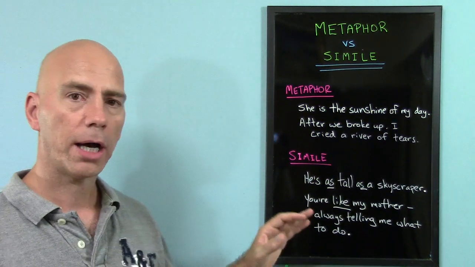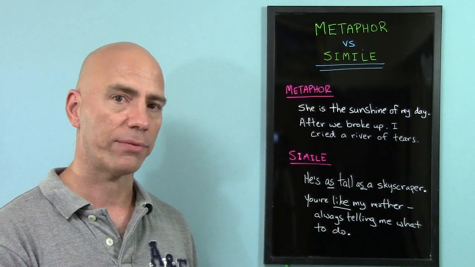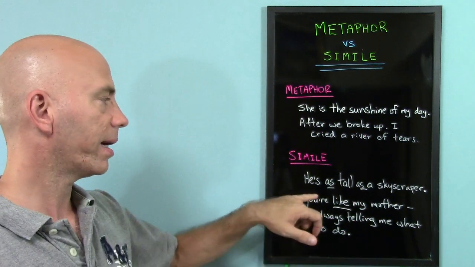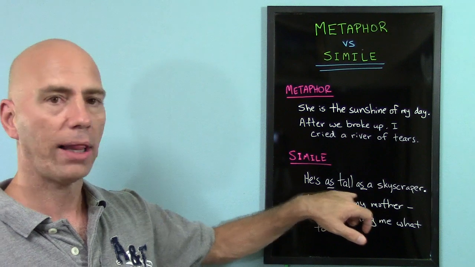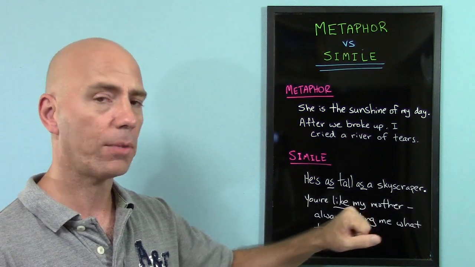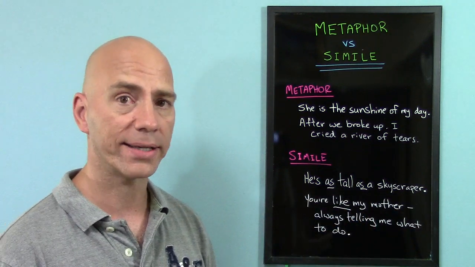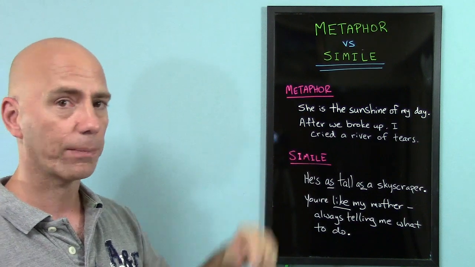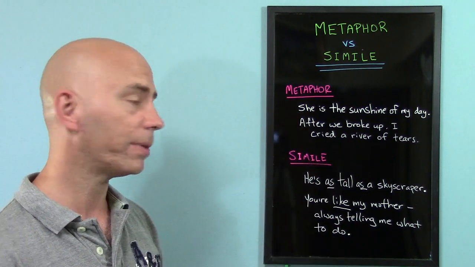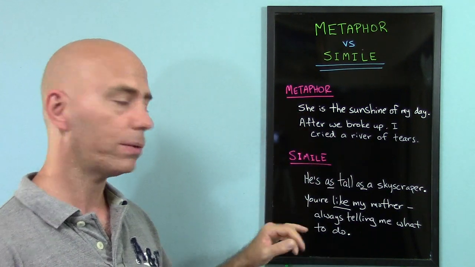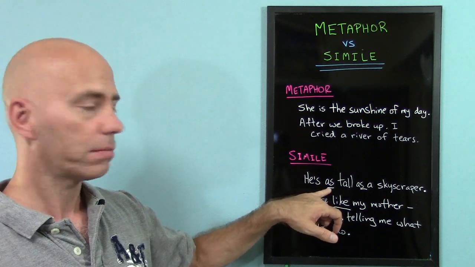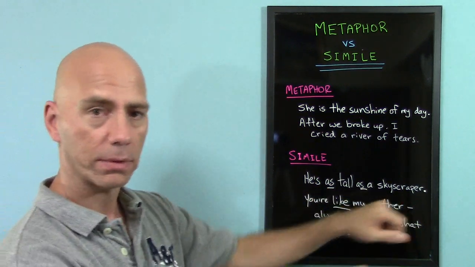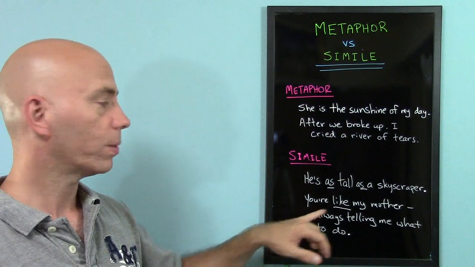Okay, so what makes this a simile, however, is that I'm actually saying he's as tall as a skyscraper. Okay, I'm not calling him a skyscraper. That's a metaphor, and I'll get to that in a moment. But with a simile, we use as, adjective, as, whatever, or we use the word like.